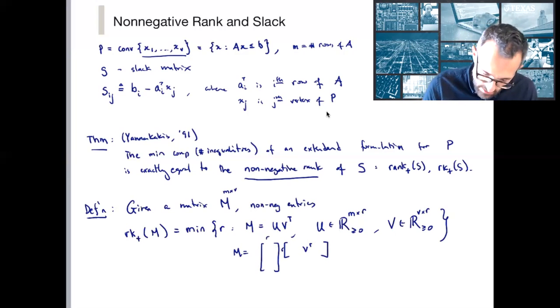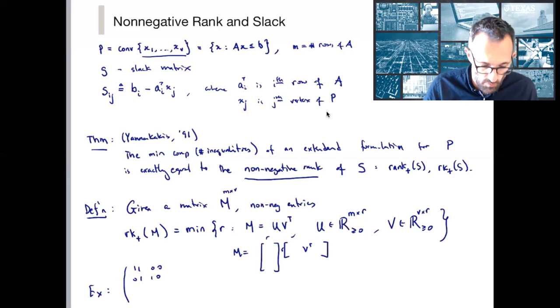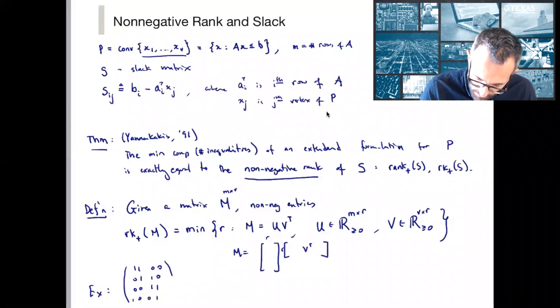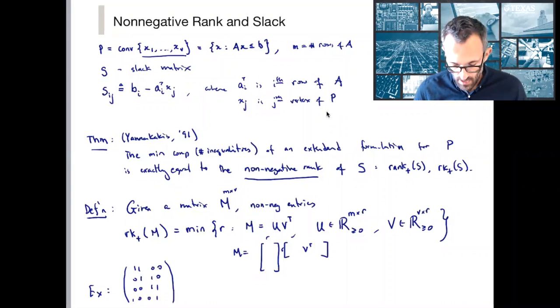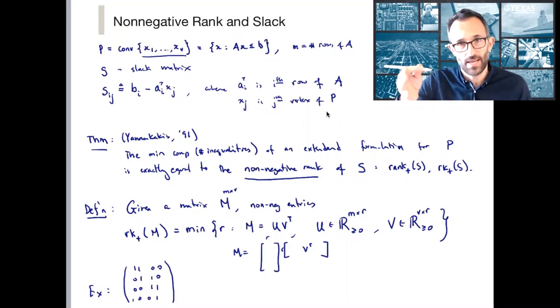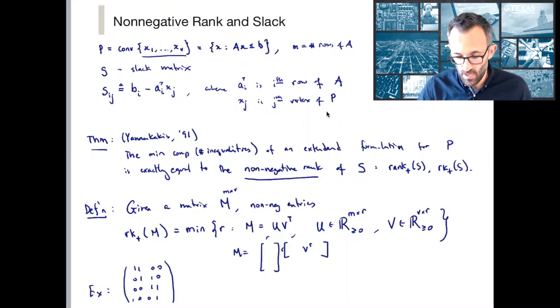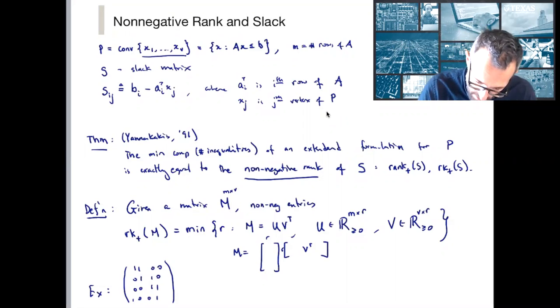So let me give you a little example. Let's look at this matrix: 1 1 0 0, 0 1 1 0, I'm just rotating this, 0 0 1 1, 1 0 0 1. And so this is a 4 by 4 matrix. As you can see, if I sum all of its rows or all of its columns, there are exactly 2 ones in every row and column, and that shows us that its rank is equal to 3. So let's call this M.